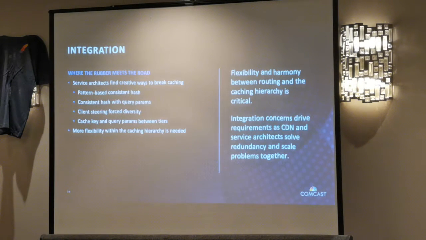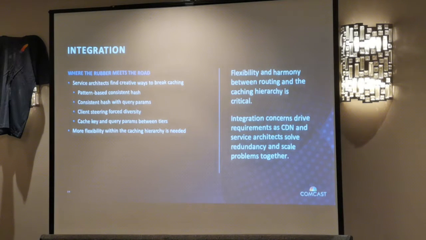Examples of that are pattern-based consistent hash, where a traffic router needed to exclude part of a path when performing the consistent hash for the 302. Consistent hash with query parameters: we had something that was querying on a query parameter, and we weren't redirecting properly based off of that. Force diversity in client steering: right now the only diversity that you can get is forced through dispersion. We fixed that in master, so you can ensure that that set has no duplicate caches, so if this cache is down, the next one you go to isn't the same cache.